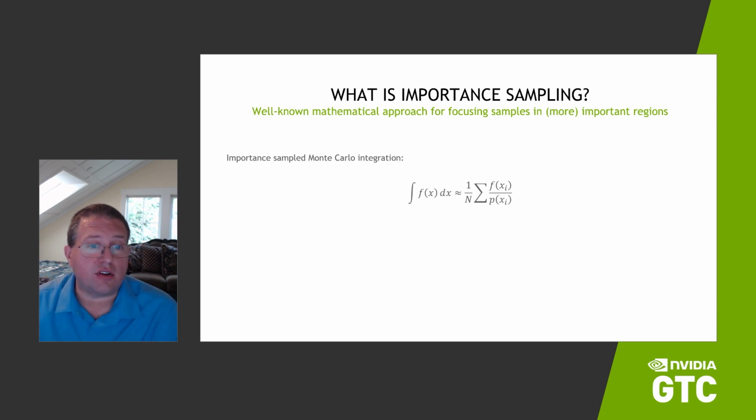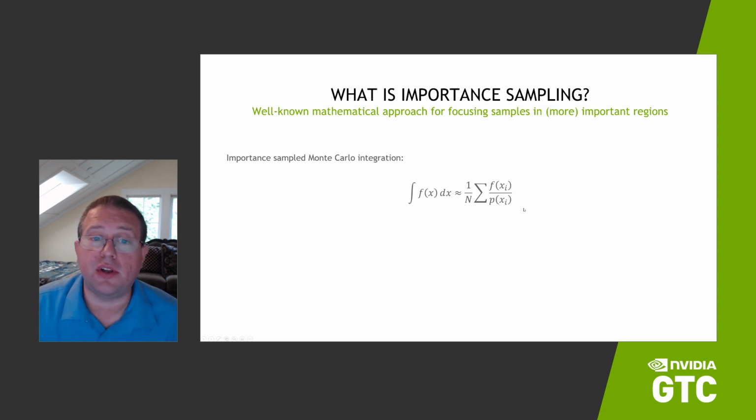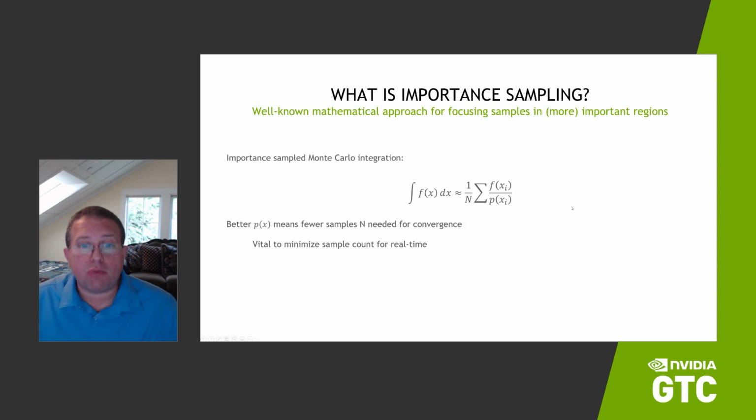And so if you have an integral, the integral of f, and you're trying to approximate it with Monte Carlo integration and with importance sampling, you take some number of samples n, evaluate your function, and divide by the probability that you picked each of those samples xi. Now, a better p means you have fewer samples n that you need before this converges in a noise-free result. And for real-time rendering, it's really vital that you minimize the number of samples you need, because this is related strongly to the number of rays that you need to trace.